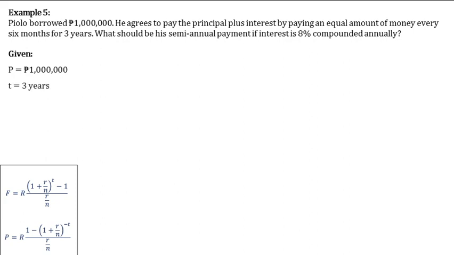So, he said he will pay in 3 years, every 6 months. When we say every 6 months, that is 2 times in a year. So, how many times did he pay? 6 times. The rate is 8% or 0.08. Compounded annually, meaning yearly, the interest compounds. So, what we are looking for now is his equal payment.